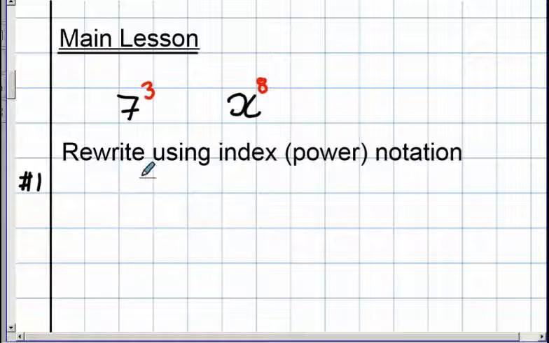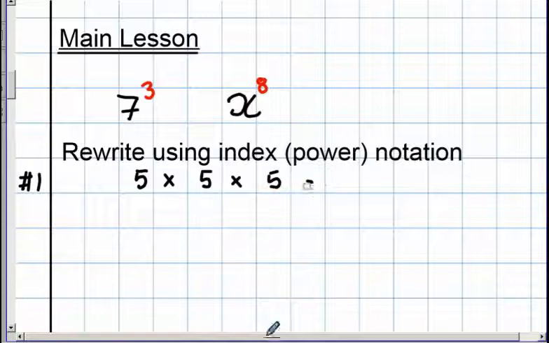Here we go. 5 times 5 times 5. Now that takes a bit of time to write. So we rewrite it as 5 to the power or index 3. The power or index is the number of times that number 5 appeared in this string of multiplications. Let's go through that again.